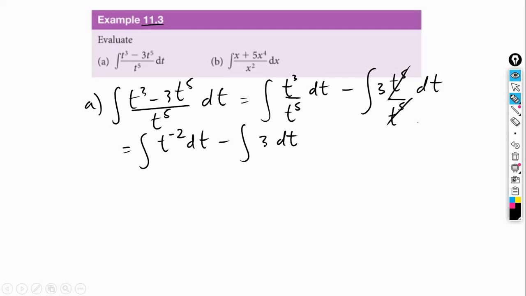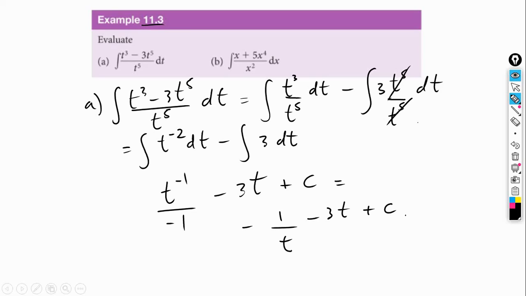Notice that this is now easy to integrate, because all we have to do in the first case is add 1 to the exponent. So we're going to get t to the minus 1 divided by minus 1. And here we're going to get simply minus 3t, which is the antiderivative of 3 in terms of t. And let's not forget plus c. But obviously we can rewrite this as negative 1 over t minus 3t plus c.